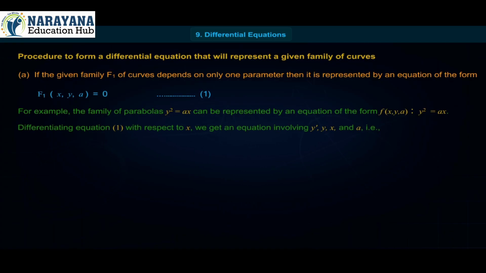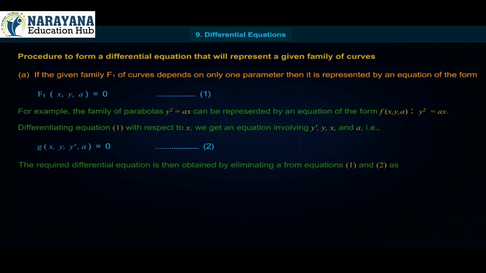Differentiating equation 1 with respect to x, we get an equation involving y dash, y, x and a. That is, g of x, y, y dash, a is equal to 0, equation 2. The required differential equation is then obtained by eliminating a from equation 1 and 2 as f of x, y, y dash is equal to 0.